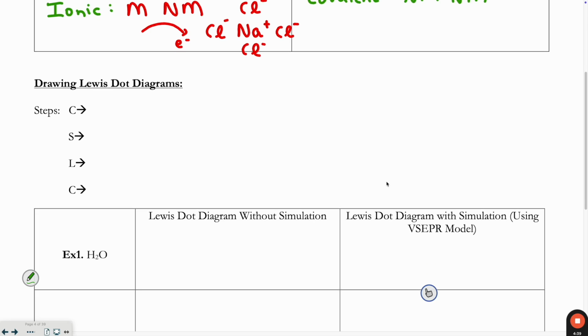So here are the steps. These structures, like the structure you saw for water just there, that's called a Lewis dot diagram. So I'm going to show you how to draw it, and then I'm going to do a bunch of practice simply because we're not in class together.